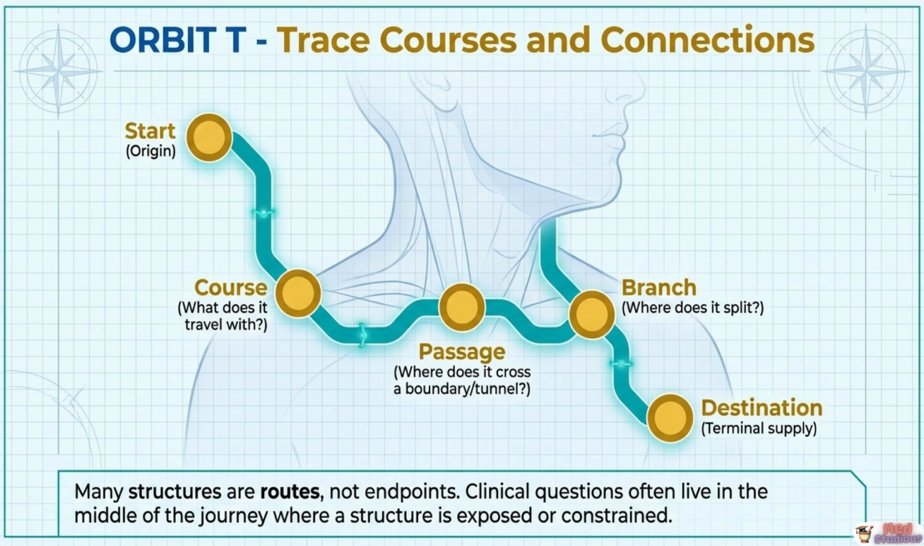So trace a route using checkpoints. Where does it start? What passage or compartment does it enter? What landmarks does it cross? What accompanies it? Where does it branch or end? This approach also makes injury patterns more logical because a structure becomes vulnerable where its course places it near bone, inside a tunnel, or close to another structure. Later videos will supply the specific maps. Orbit gives you the method for learning them.